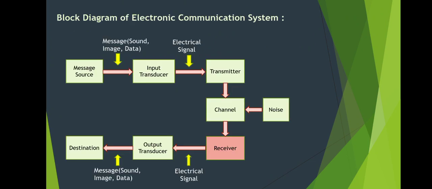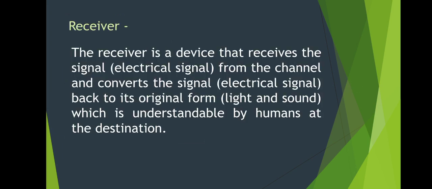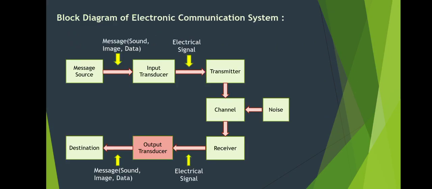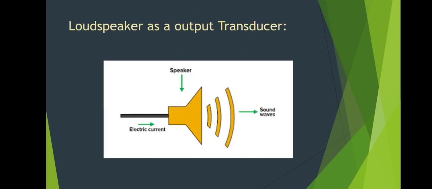Next is receiver. The function of a receiver is exactly opposite to that of transmitter, that is demodulation. Again it will amplify the signal. The output of the receiver is electrical signal. We need to convert this electric signal back to message in the physical form, that is sound, image or data using output transducer. In communication system, we use loudspeaker as an output transducer where electric current is converted to sound waves.